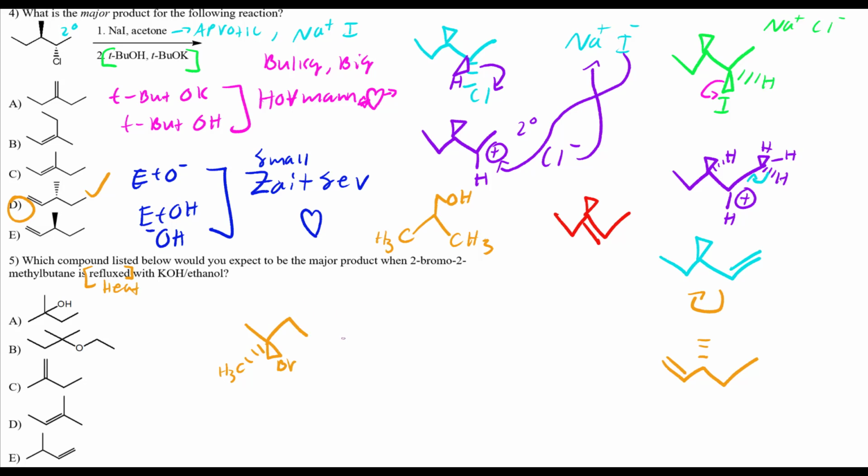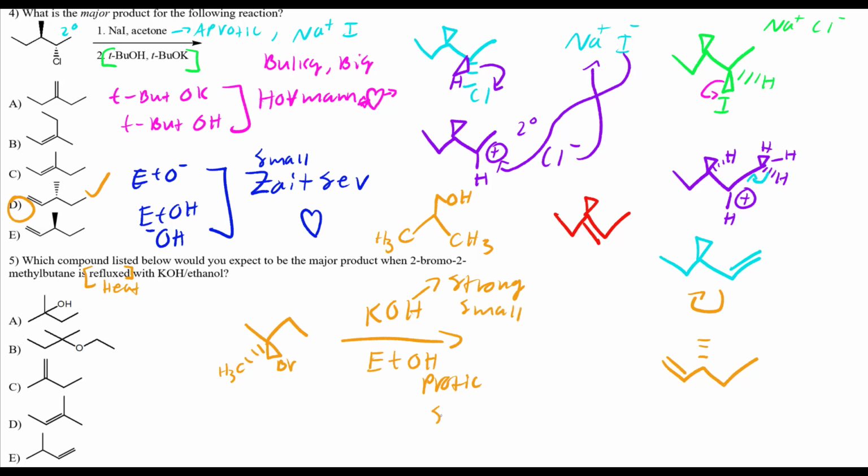And we're reacting this with potassium hydroxide and an ethanol solvent. So let's call that EtOH, ethanol. Ethanol is going to be protic, and it's also kind of weak. And this is going to be strong. So it's strong, and yeah, it's small.